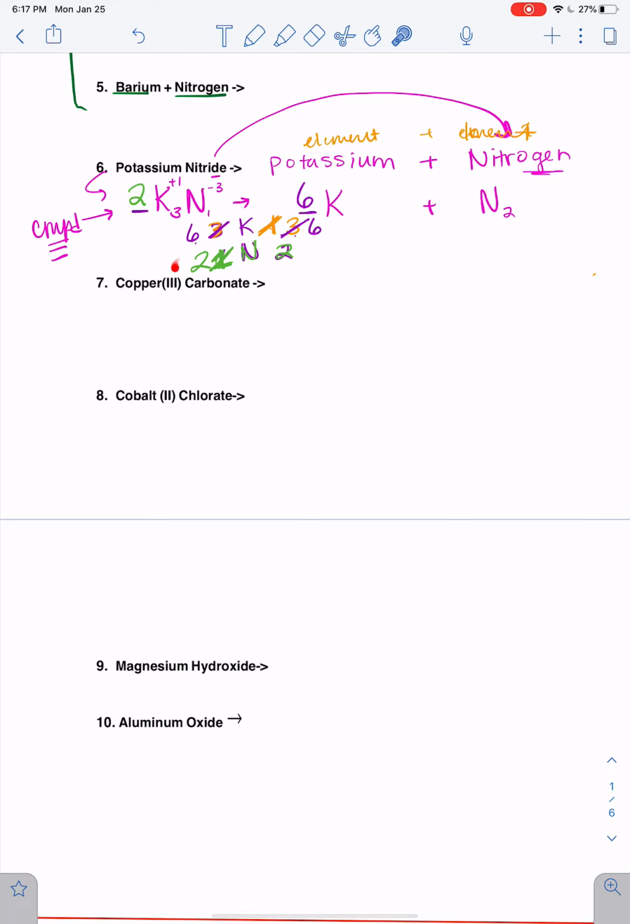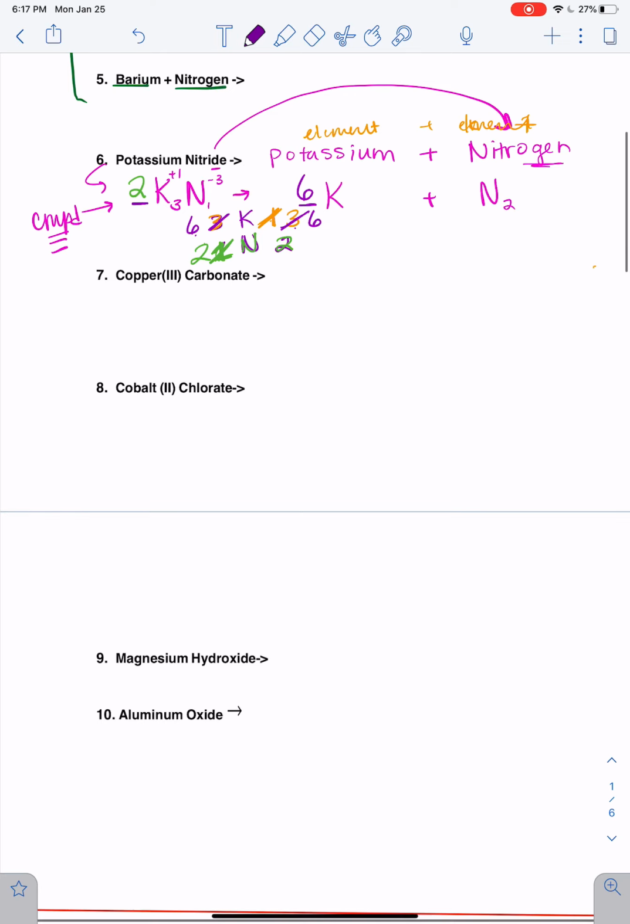Let's look at the nitrogen again. 2 of these. 2 times 1 makes 2 nitrogens. 1, that understood 1, times 2 makes 2 nitrogens. So K is balanced, N is balanced. My equation is finished. Okay, let me do this copper 3 carbonate for you, and then we can analyze the rest in class.